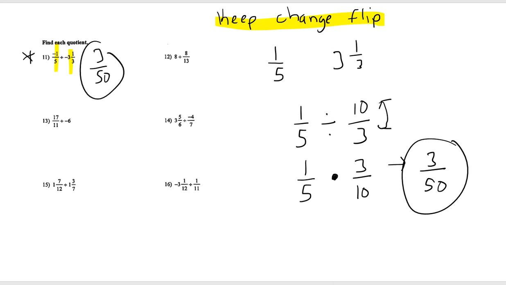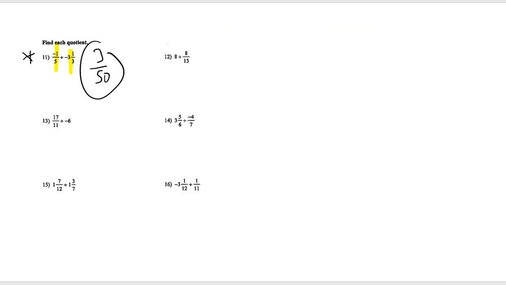Let's go ahead and look at number 13. Okay, on number 13, we have 17 over 11. So we have an improper fraction here, and that's being divided by a negative 6. Okay, remember, to make a whole number a fraction, we put it over 1. We know that we have a positive being divided by a negative, which means our answer is going to be negative. And then when we divide fractions, remember, we're actually multiplying by the reciprocal of the second fraction.